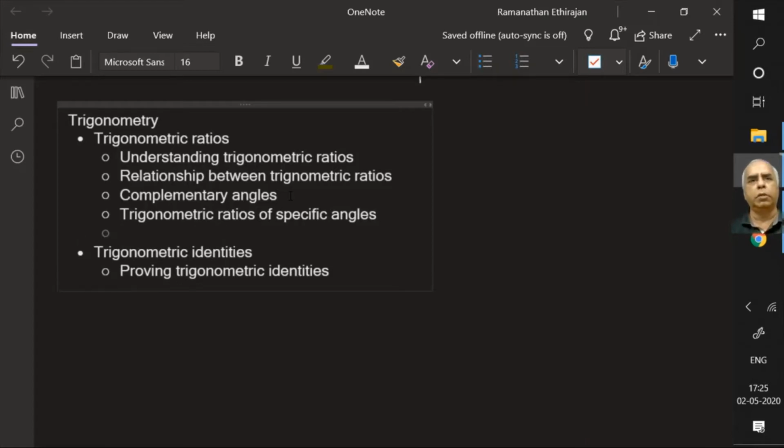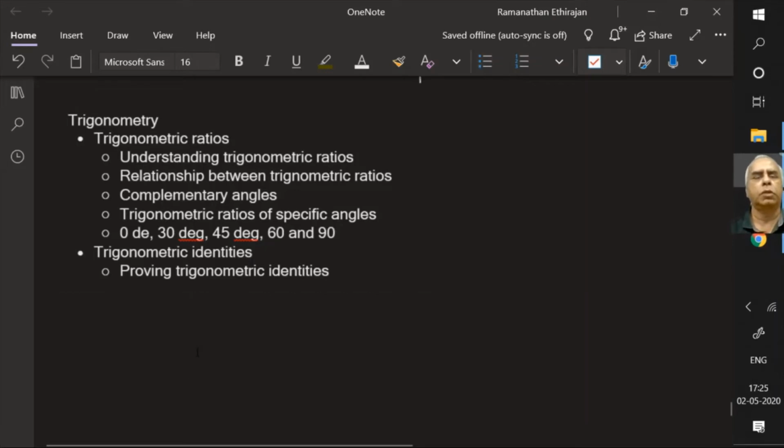And particularly we will be discussing 0 degree, 30 degree, 45 degree, then 60 degree and 90 degree. So these things we should know. So this is the overall topic tree about trigonometry.